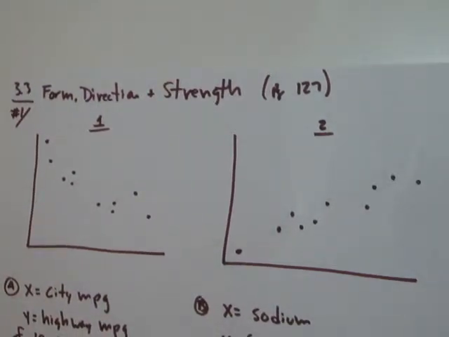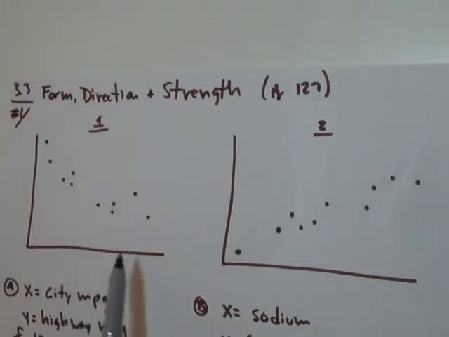Alright guys, so I want to take a look at section 3.3. It starts on page 127, or at least the fun stuff starts on page 127. Look at the form, direction, and strength of scatter plots. And when we look at it, what can we notice about the dots, or what can we notice about the specific scenario that would give us the dots in the certain shape that we see. So it looks something like this.